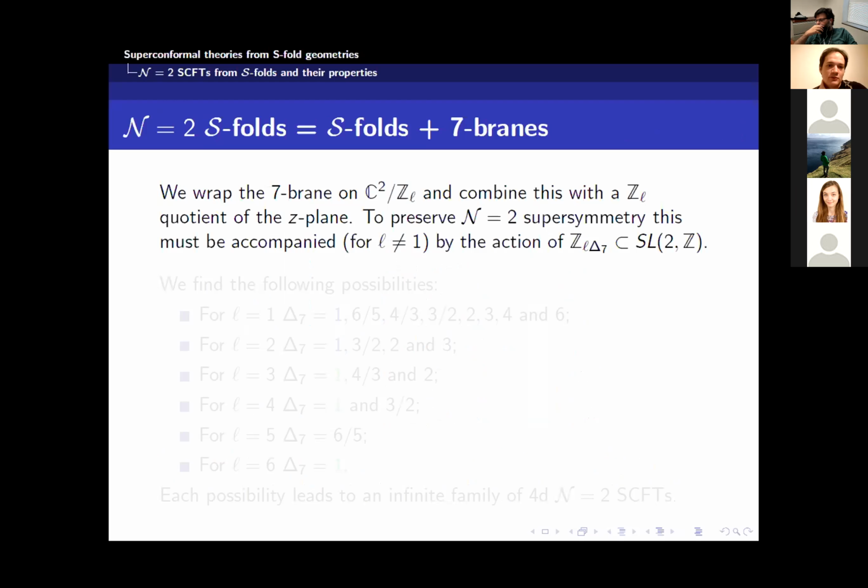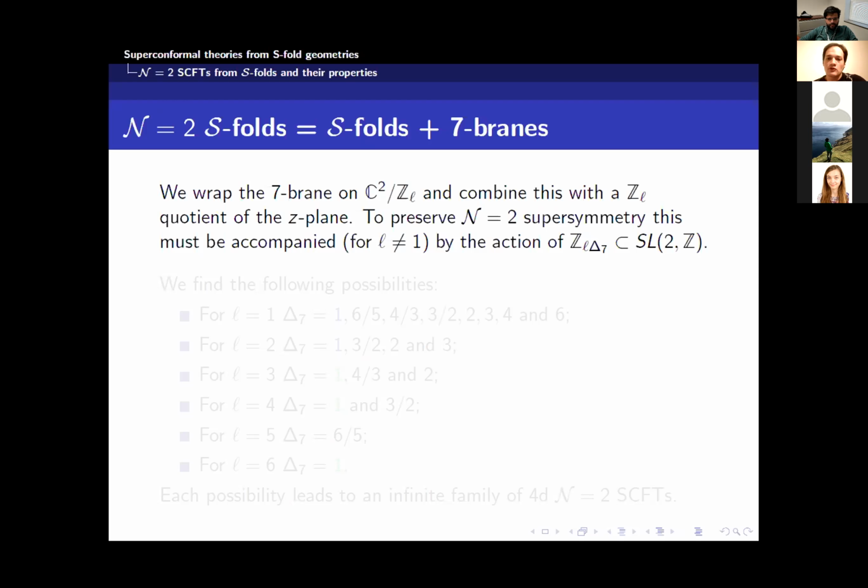So the idea is that we let the 7-brane wrap an orbifold space C2 mod Z_L, and we combine this with a quotient of the z-plane. Okay. The important thing is that now, in order to preserve supersymmetry whenever L is not 1, we have to combine this with an SL(2,Z) twist given by Z_{L Delta_7}. So now the constraint becomes that L Delta_7 should be equal to 2, 3, 4, or 6.